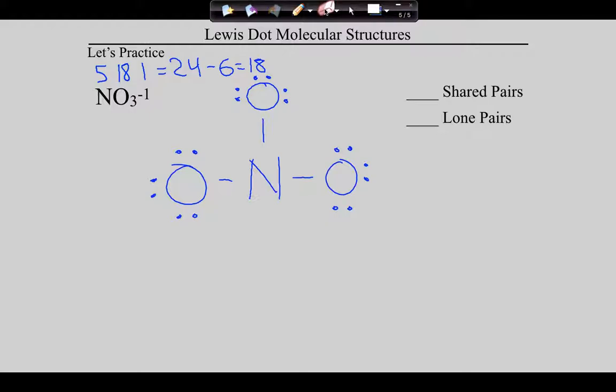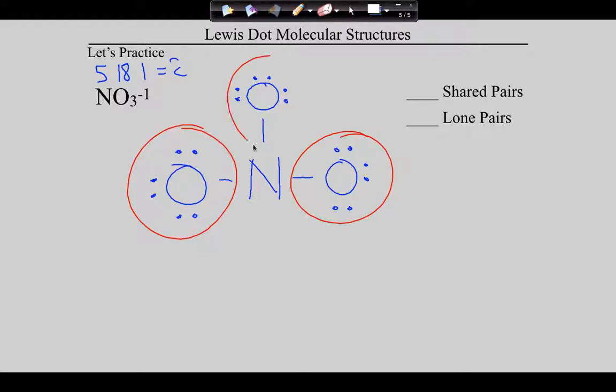So guys, I'm going to get this out of the way just because it's sort of in the way. Okay, so we've got that. Now let's check the octet rule again, guys. You don't need to draw these circles, but I'm going to. How many has that guy got? He's good, right? How about this one? 8. How about this one? 8. So guys, those are all good.